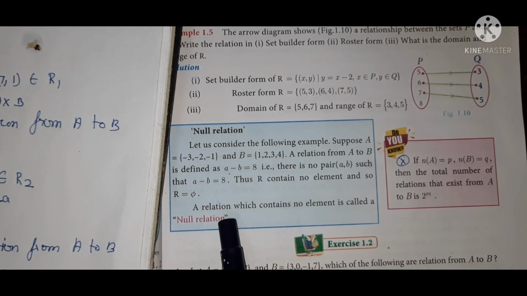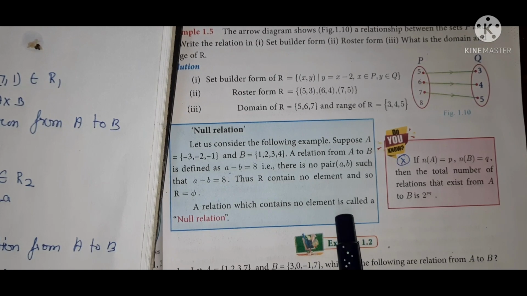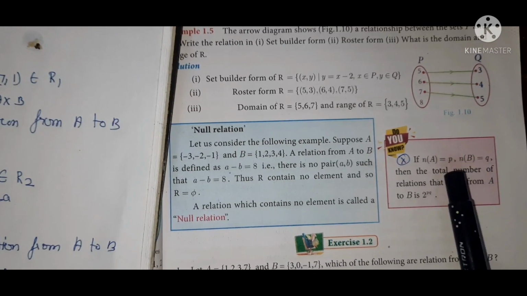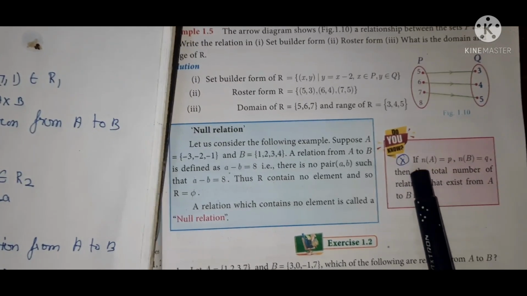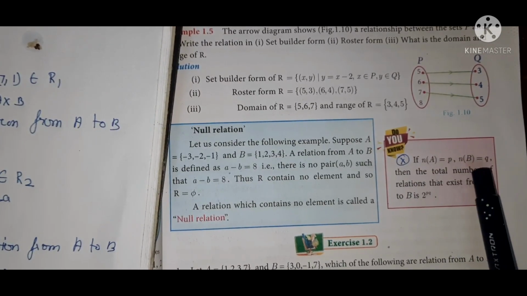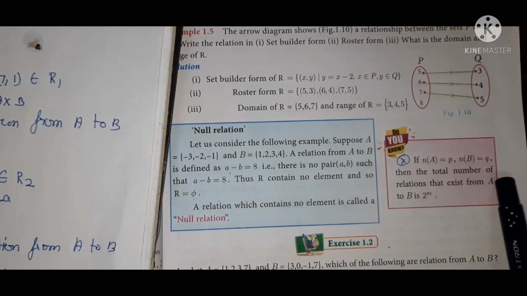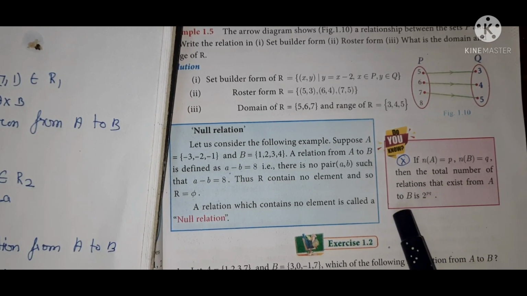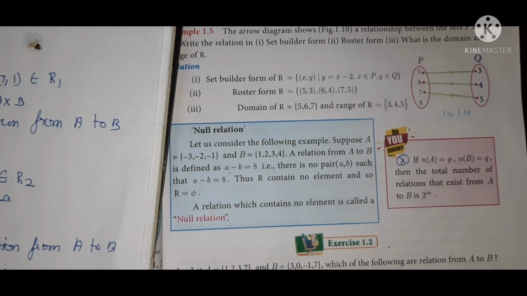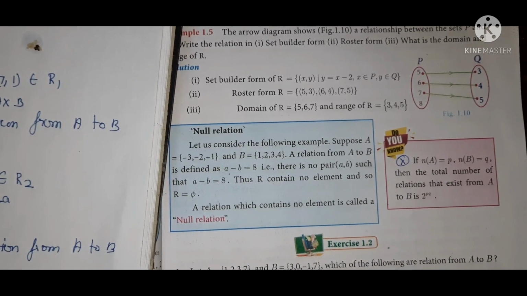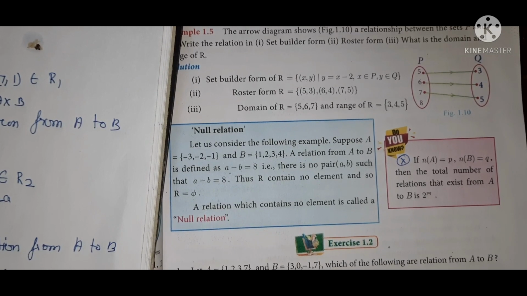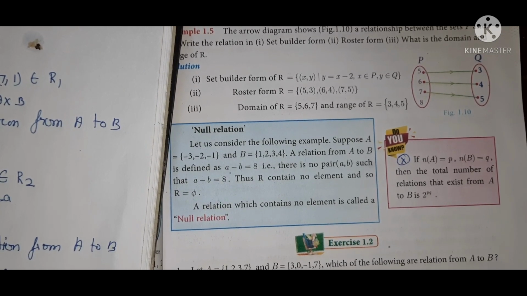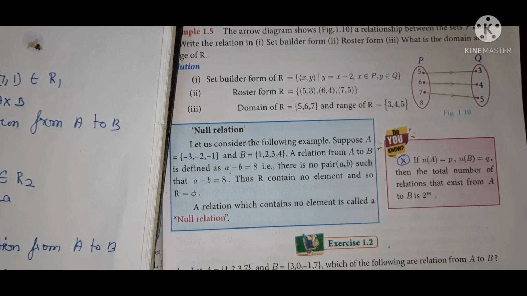Null relation. A relation which contains no element is called a null relation. Do you know? If n(A) is p and n(B) is q, then the total number of relations that exist from A to B is 2 power pq. That is, in set A the number of elements is p, in set B the number of elements is q. The number of relations we get from A to B is 2 power pq.